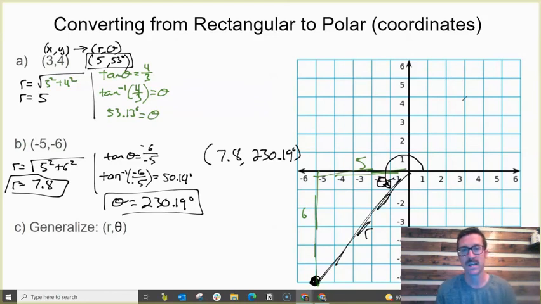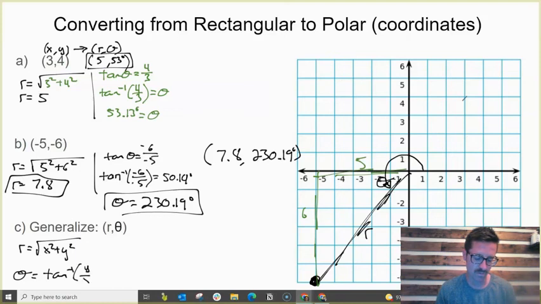Now, if we were to generalize this, this is going to be our general formula. If you're given a point in rectangular form, can you convert it to polar? To find our radius, we just do the Pythagorean theorem. To find our theta, we do tan inverse of opposite over adjacent. And that's kind of like your general formula.